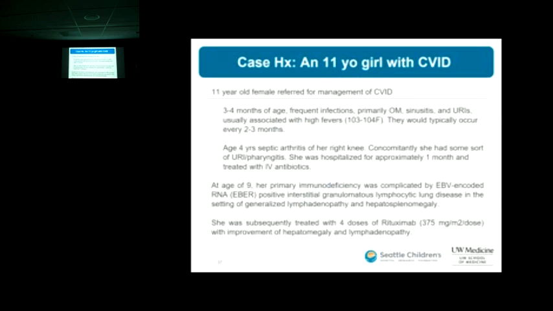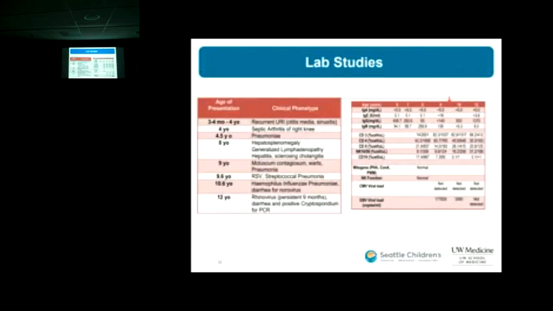This is an 11-year-old girl who was referred for management of CVID. She had a history of infections early on. She had septic arthritis. She had an EBV lymphoproliferative disease. She was being managed with gamma globulin infusions, and she got 4 doses of rituximab. And so these are some of the laboratory testing that she had when she came, and she pretty much met most of the criteria for CVID, so it was appropriately managed, appropriately diagnosed.